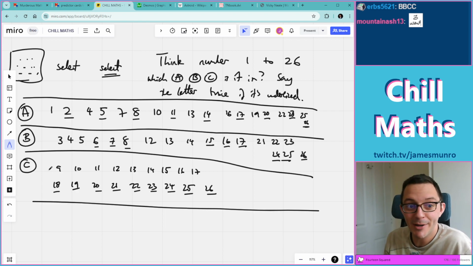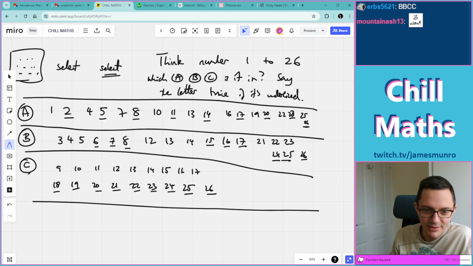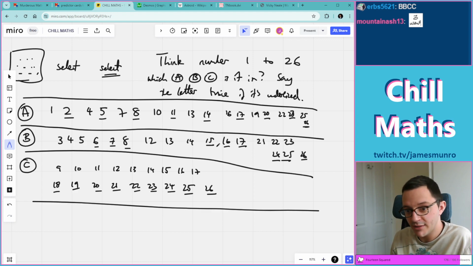So then you see Herb in chat says BBCC, which means Herb's number is not in this list. It's underlined in this list, and it's underlined in this list. And you can kind of logic your way through it. Let's say underlined in this list means it's a large number, so I should look over here. Underlined in this list tells me it's one of these 3, and then it's not in this list, so it must be 24, Herb.